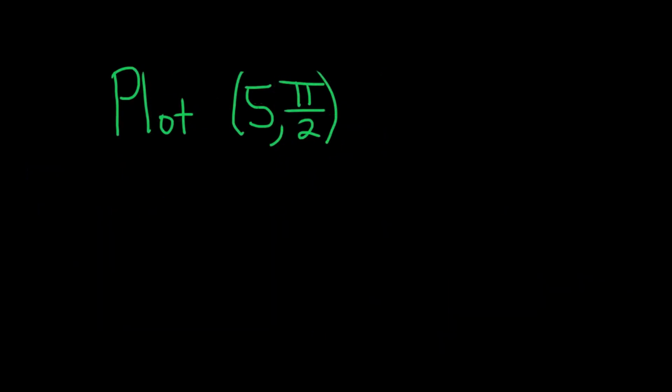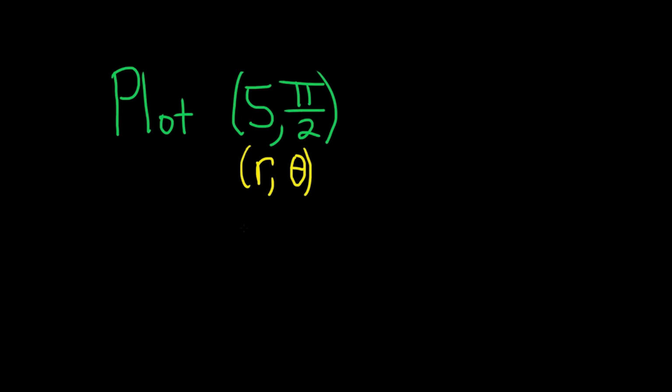In this problem, we're given some polar coordinates, 5 comma pi over 2, and we're asked to plot them and convert to rectangular coordinates. So recall that polar coordinates are of the form r comma theta. And you can actually do this problem without using any formulas. So let's do it two ways: without the formulas and then with the formulas.